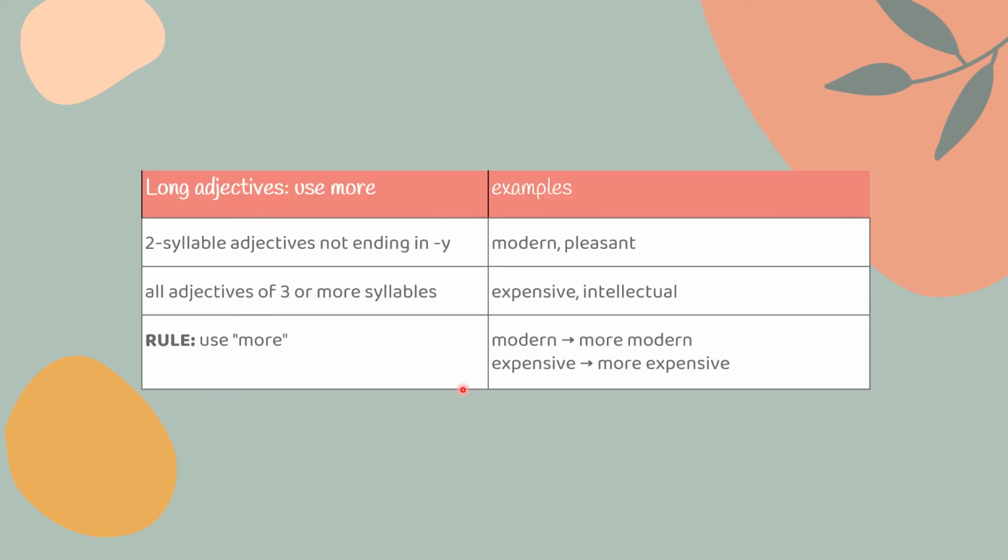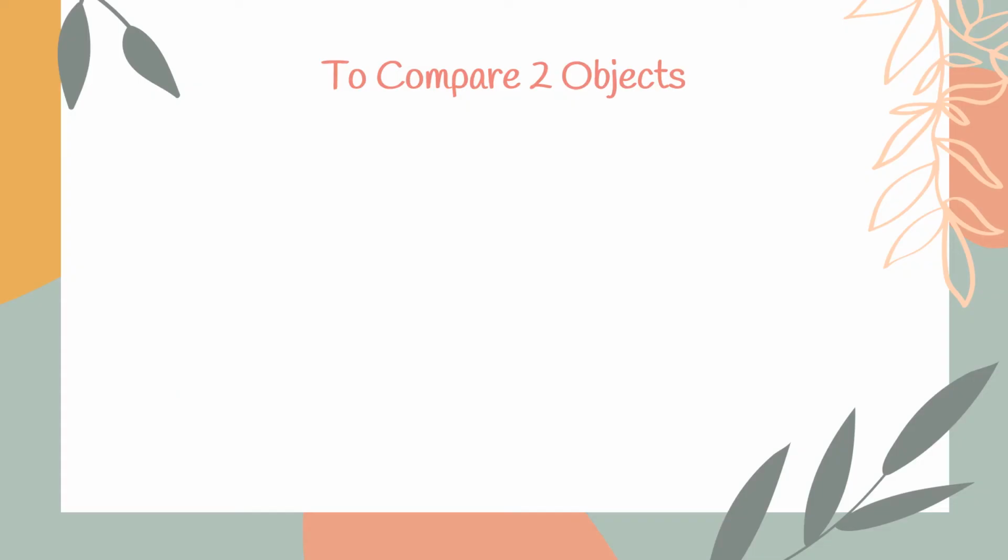Okay, next. This is table 2. You can see long adjectives use more, and the examples are this. Two-syllable adjectives not ending in y, modern, pleasant. All adjectives of three or more syllables, you can see expensive and intellectual. And you can use more, like modern to more modern, and expensive to more expensive.